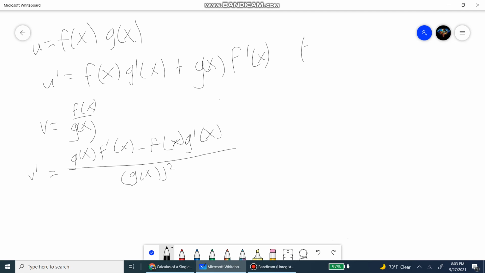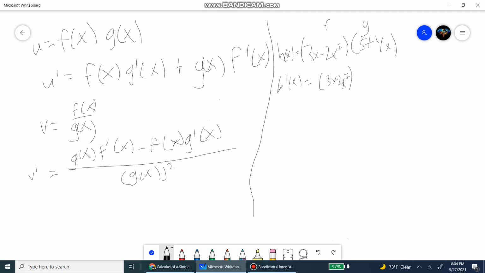Let's start with 3x minus 2x squared times 5 plus 4x. If I want to differentiate this, let's call it b of x. Let me just separate this. If you want to do b prime of x, if you treat this as the f and treat this as the g, you have f.